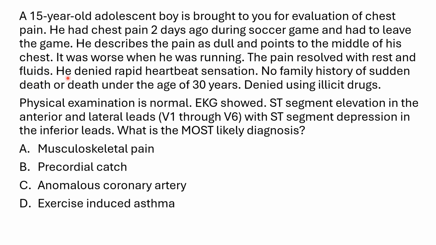He denied rapid heartbeat sensation. No family history of sudden death or death under the age of 30 years. He denied using any illicit drugs. Physical examination is normal. EKG showed ST segment elevation from V1 through V6 with ST segment depression in the inferior leads. What is the most likely diagnosis? Musculoskeletal pain, precordial catch, anomalous coronary artery, or exercise-induced asthma? The correct answer here is anomalous coronary artery.